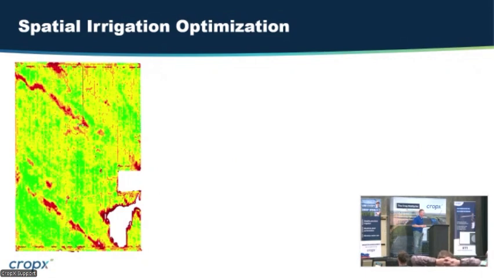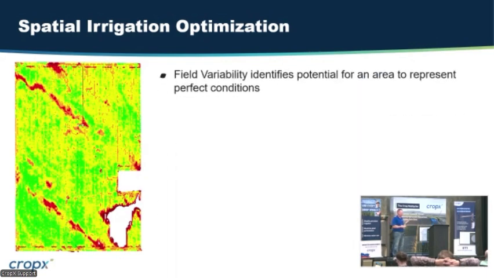variability identification. But ultimately, what we're after is this theory called spatial irrigation optimization. This term and this theory was originally started by, I think it was University of Mississippi years ago, but never really taken to the next factor with implementation of variable rate irrigation. But what field variability ultimately is telling us is it's identifying the potential for an area to represent perfect conditions.